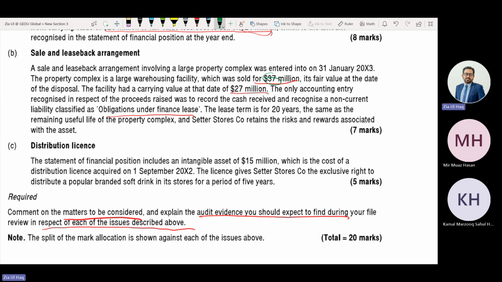Notes of discussion with the management regarding the accounting treatment of the difference amount of gain 10 million, whether it is recorded as deferred income and amortized over the lease period. So this is a procedure. Notes of discussion with management. The wording of the procedure is discuss with management. The remaining thing will be the same. Why you perform that procedure?